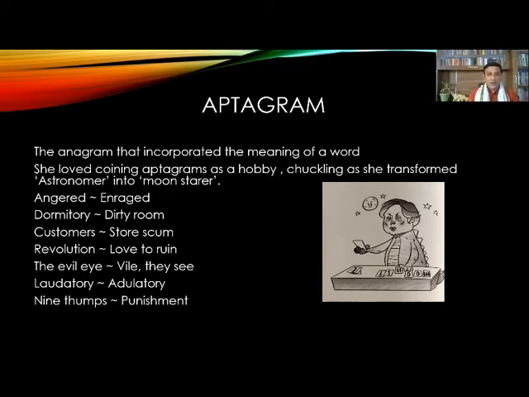Customers. See how an aptagram is created from this word customer. Stores come. Some dirty thing in a store. Revolution. Equally interesting. Love to ruin. The evil eye. While they see, bad they see. Laudatory, praising. Adulatory, again praising. So the words are rearranged, creating one more word. Nine thumbs. Thumb, you know, and nine thumbs making punishment.